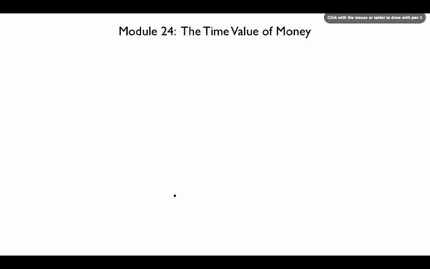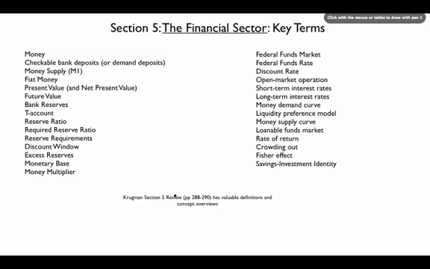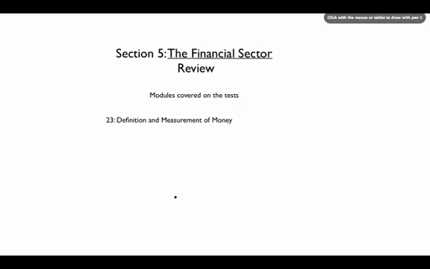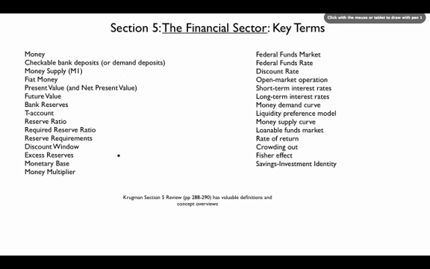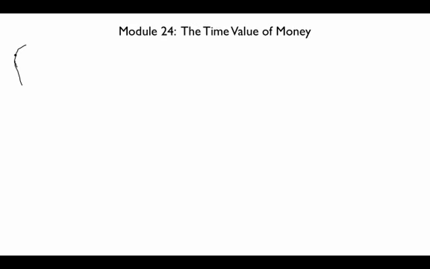Okay, let's start with Module 24, the time value of money. And you'll notice I'm skipping here Module 23 because there are only a few things in Module 23 that I think are really important. And those are covered up here when we talk about money, checkable bank deposits, what the money supply is, and fiat money. Those are really the things that are going to be important for you to know from Module 23. And you can ask me more questions tomorrow on that if necessary.